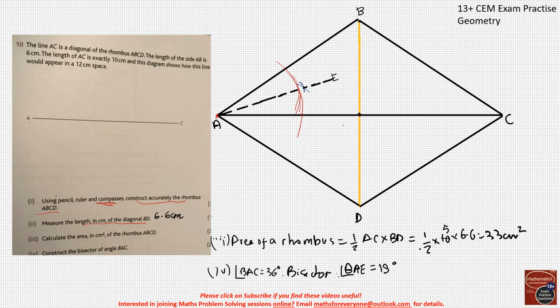Then if you put your compass at this point, you will get another arc like this. Now you have to place your compass at this point. First put the compass here and then here, so you will get one arc like this and the other arc like this, and the intersection of the two arcs is what bisects.